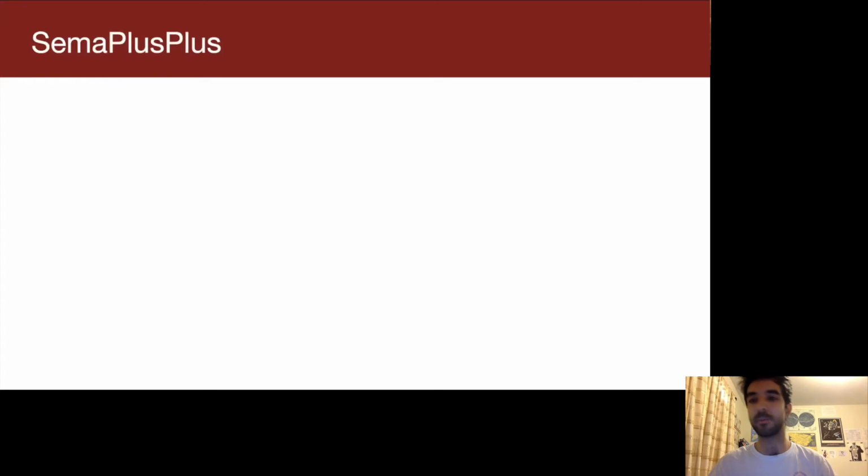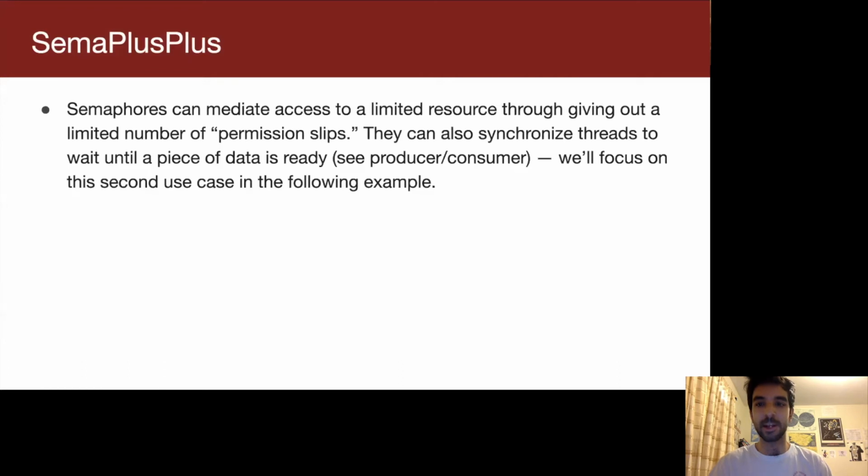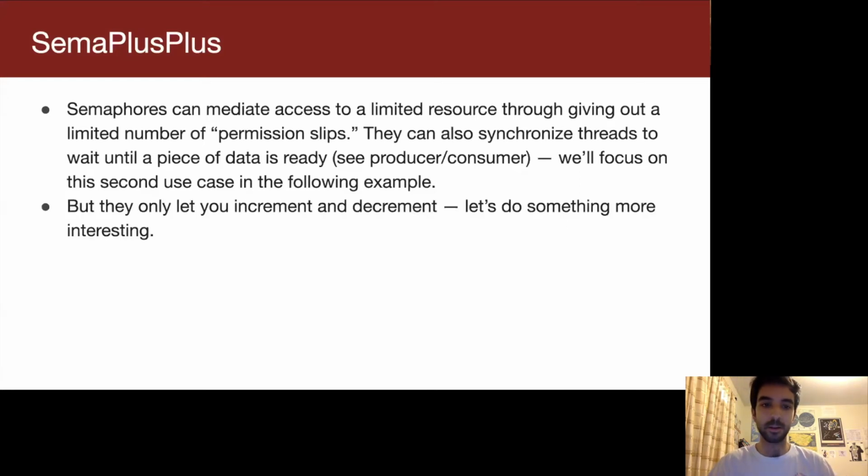So let's talk about something completely, or not completely, different, but you've seen semaphores, right? They're really great. They can let you mediate access to a limited resource by passing out a limited number of permission slips. You can also use them as a signaling mechanism to indicate that a piece of data is ready, right? So you saw this in producer and consumer in CS 110 lecture, where you had a circular buffer and you said, I want to read from this buffer, but I need to wait until something is ready for me to read in that buffer. We're going to do an example today that's very similar to this producer-consumer model.